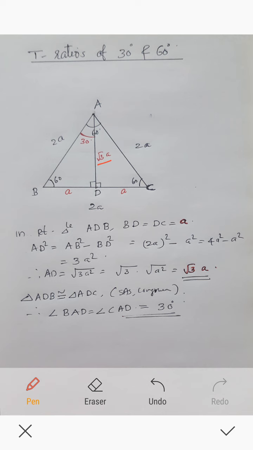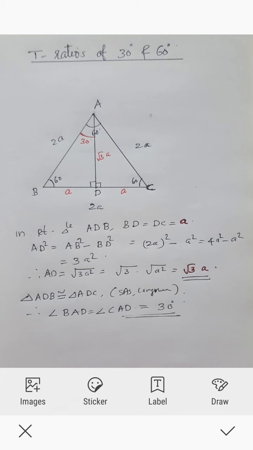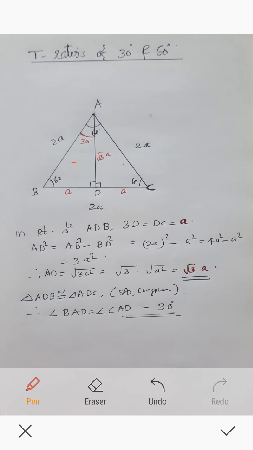Now this median AD, or the altitude AD, divides the equilateral triangle ABC into two congruent triangles, triangle ADB and triangle ADC. These are the two congruent triangles made by the altitude or by the median AD. Since these two triangles are congruent, we can say these two angles are also equal, isn't it?